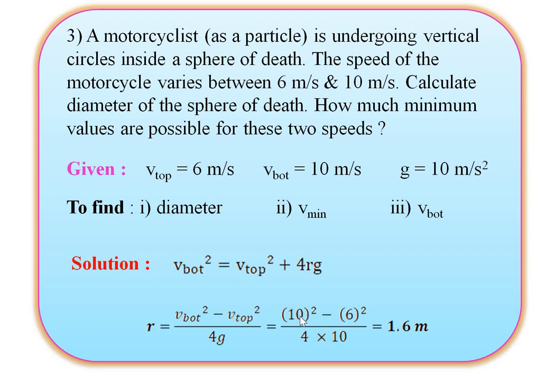So v bottom has the value 10 bracket square minus v top having the value 6 bracket square divided by 4 into simply 10. So squaring these two terms, subtracting these two terms and dividing, we get the radius having the value 1.6 meter. From this we have to calculate the diameter. So from the radius we calculate the diameter, that means the diameter of the sphere of death is 2 into r, which has the value 3.2 meter.